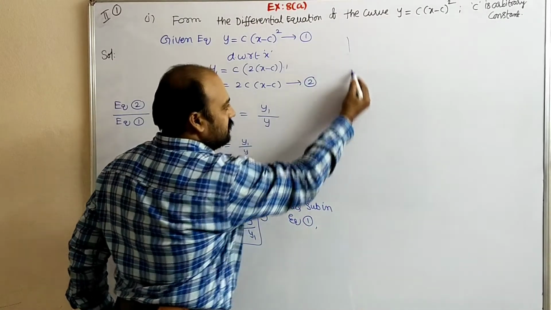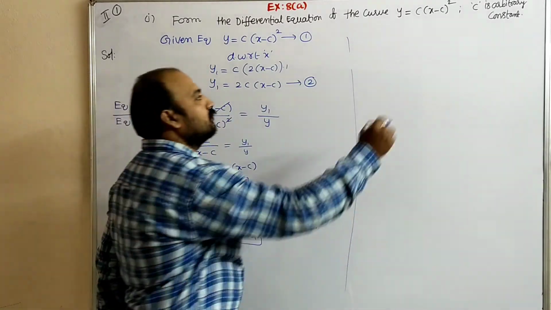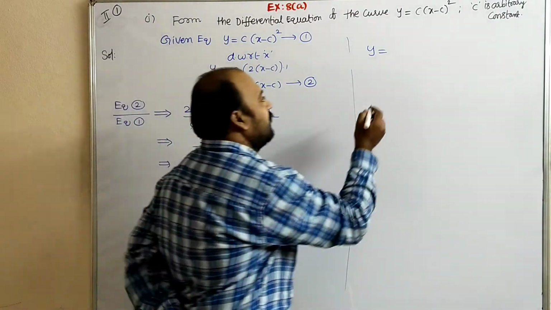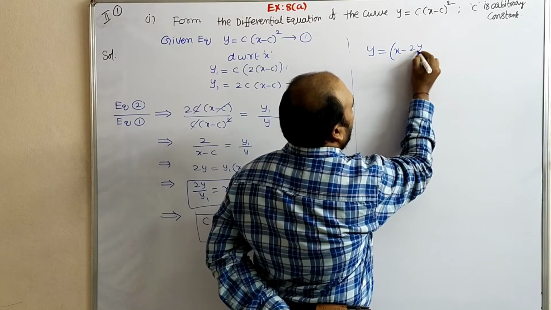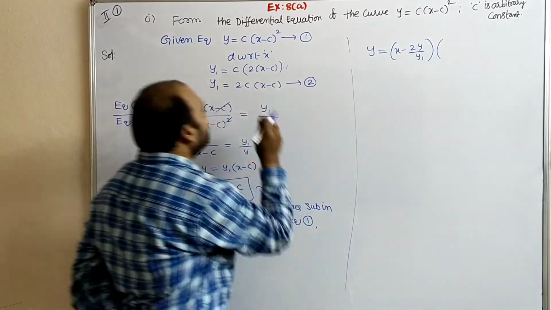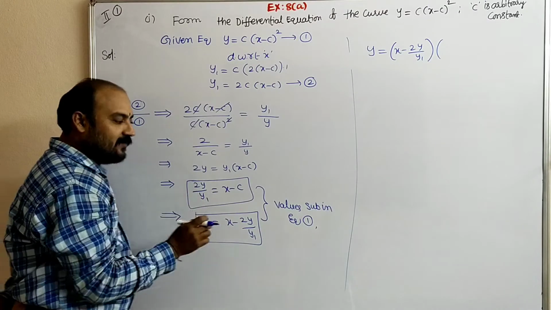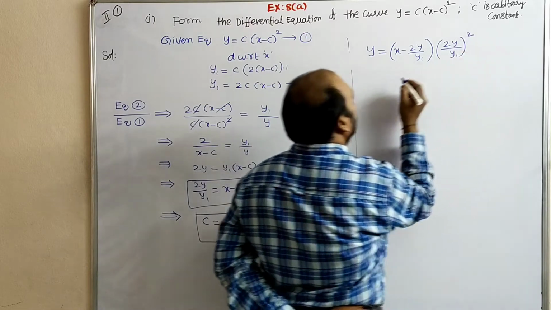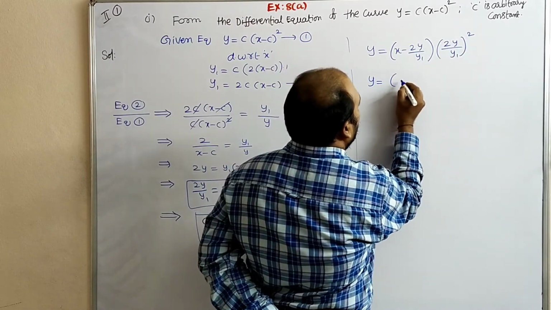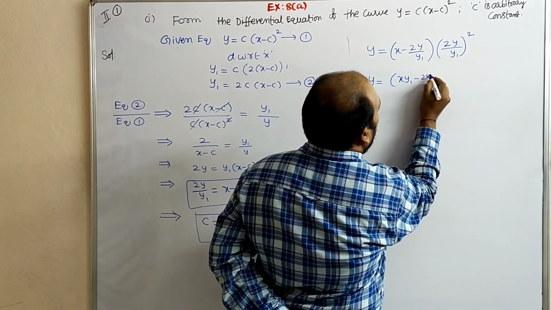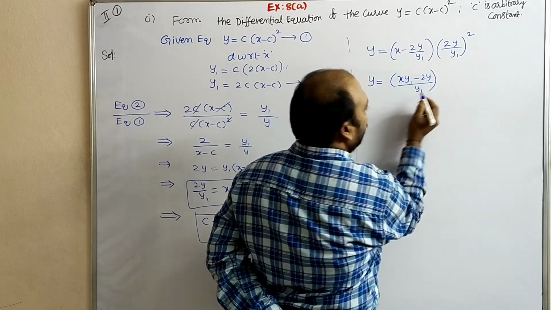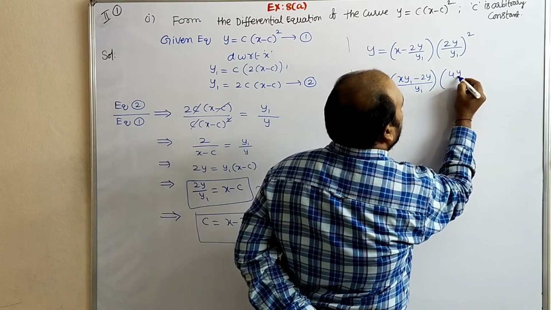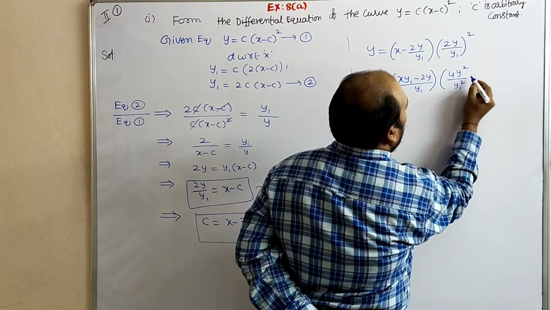So we get y equal to, in place of c, x minus 2y by y1, and in place of x minus c, 2y by y1 whole square. Now simplifying, y equal to x y1 minus 2y divided by y1 into 4y square divided by y1 square.